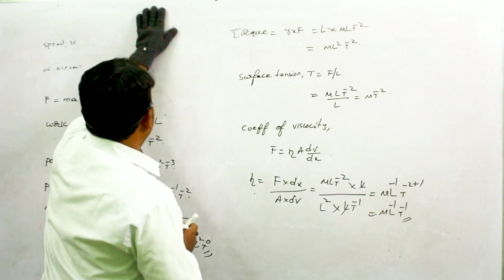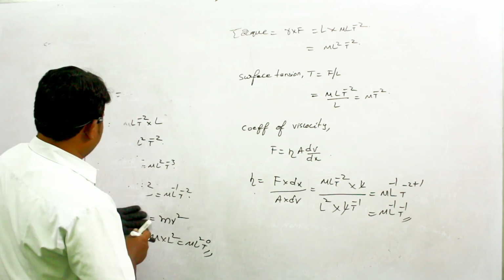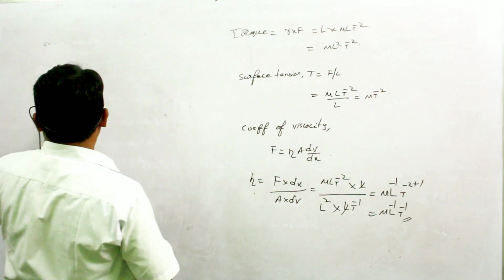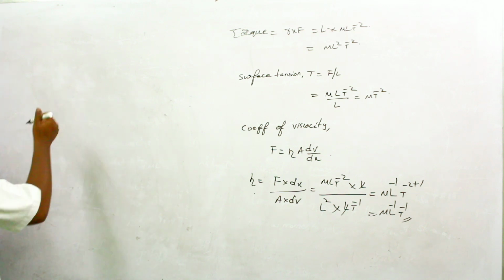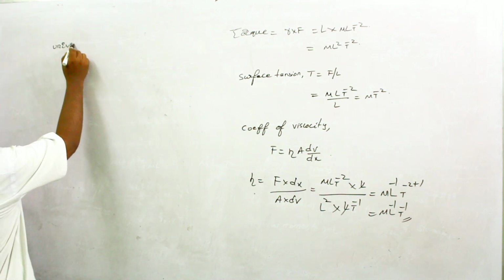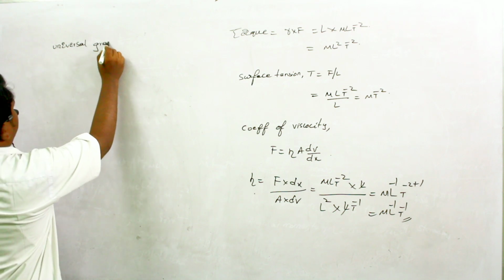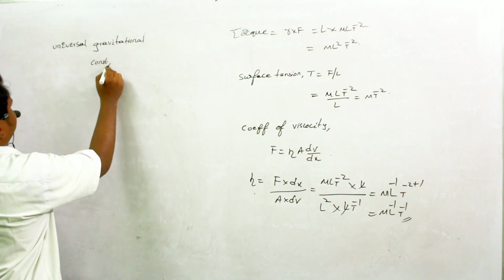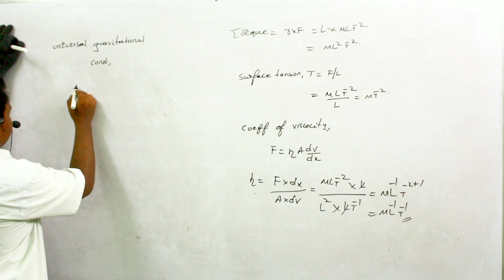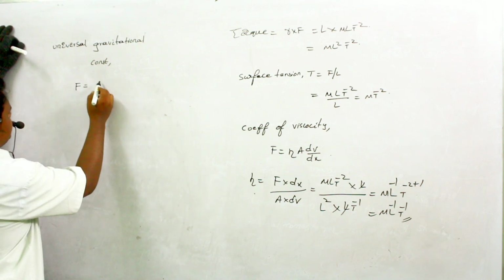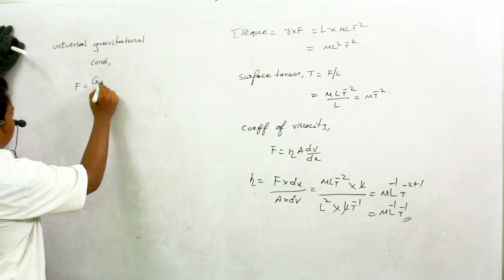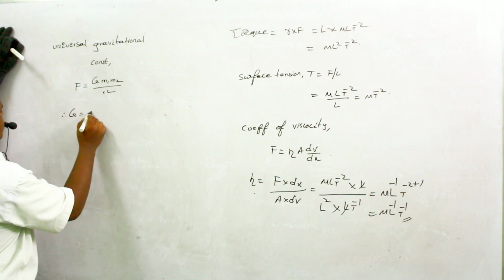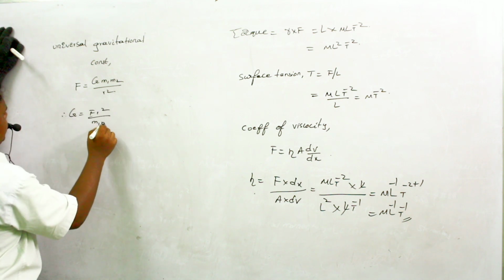Similarly, let us see the dimensional formula of universal gravitational constant. For the universal gravitational constant, we have the force between two masses, which is Newton's law of gravitation: F is equal to G m1 m2 divided by r square. Therefore G is equal to F r square divided by m1 m2.